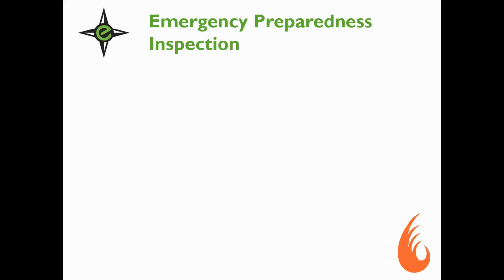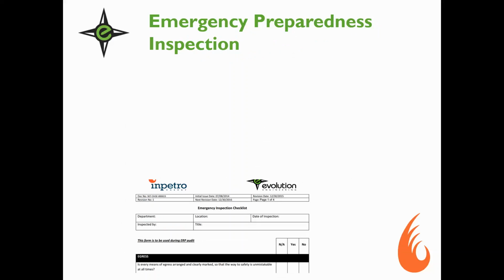Emergency preparedness inspection. You're going to be looking for things like, first you're going to start with the form, so it looks like this. Basically it just gives you not applicable, yes and no, going down the checklist, asking a number of questions relating to our emergency response plan and our preparedness in the event of emergency.